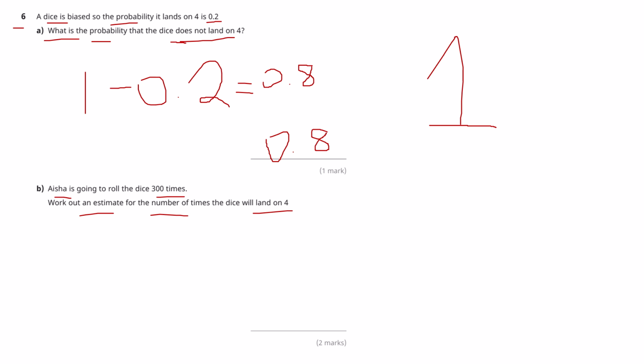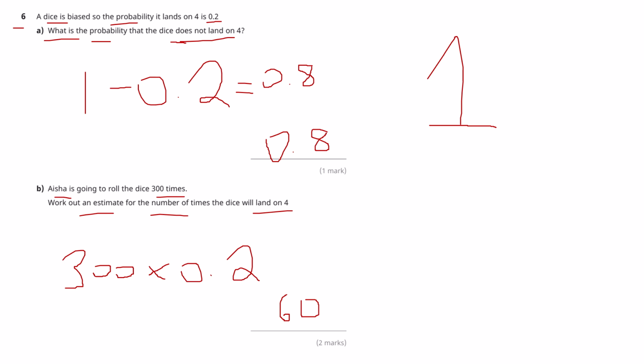So take the number of attempts and multiply it by the probability that it lands on 4, which would be 0.2. So 300 times 0.2. For a second here, let's do 300 times 2, that'll be 600, divided by 10, so that'll be 60. So part B is looking at what we call your expected frequency. It's the number of times we do the event multiplied by the probability of the event happening, in this case 0.2.